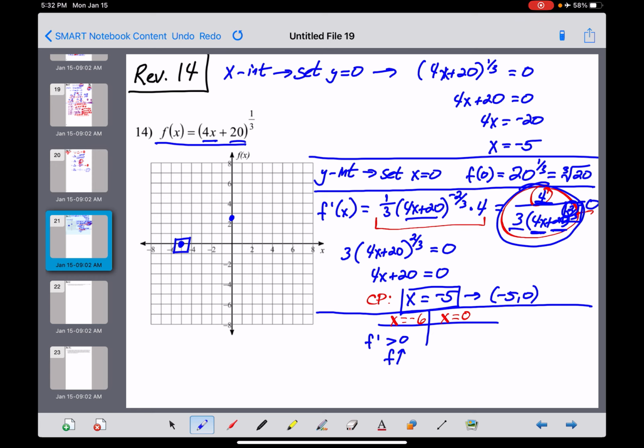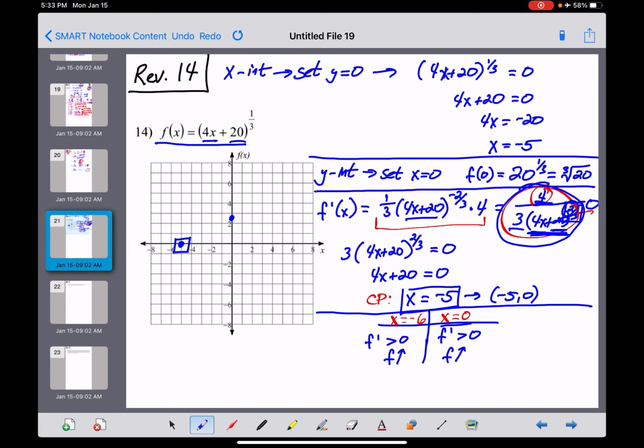And now, this is interesting, this is why you test things, guys. When we look at the second interval now, and I'm choosing 0 as a test value, the exact same thing is going to happen. 4 times 0 plus 20 is going to be positive. A positive number to the 2/3 power is still positive. Times 3, still positive. 4 divided by that positive number, still positive. So despite what you might have assumed here, f prime remains positive, which means the function is still increasing.